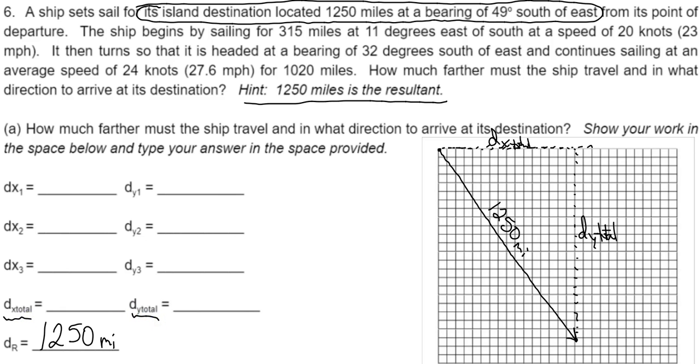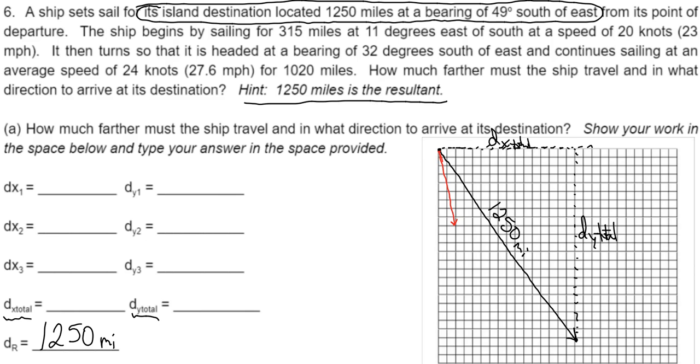All right, so the first leg of the journey, I'm going to do in red here. It says that the ship begins by sailing for 315 miles at 11 degrees east of south. So now it's heading a lot more south than it is east. 315 miles is about a quarter of the distance total, so I'll make it as close to scale as possible. It's a very narrow angle here, east of south, for a total of 315 miles.